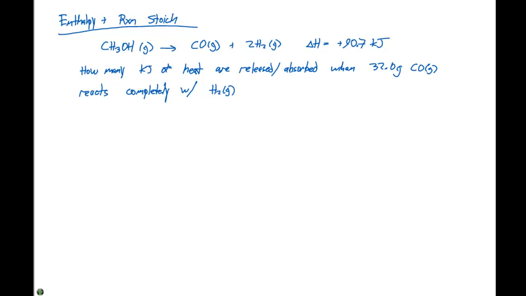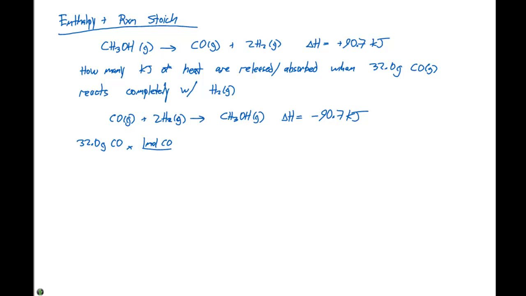So we need to express this reaction, and that's going to be CO gas plus 2 hydrogen gas, giving us CH3OH as a gas. And the delta H for this reaction is going to be negative 90.7 kilojoules, because we can use our properties of delta H and energy to determine the delta H for the reverse reaction that we had been given. So then we can take our 32.0 grams of CO.